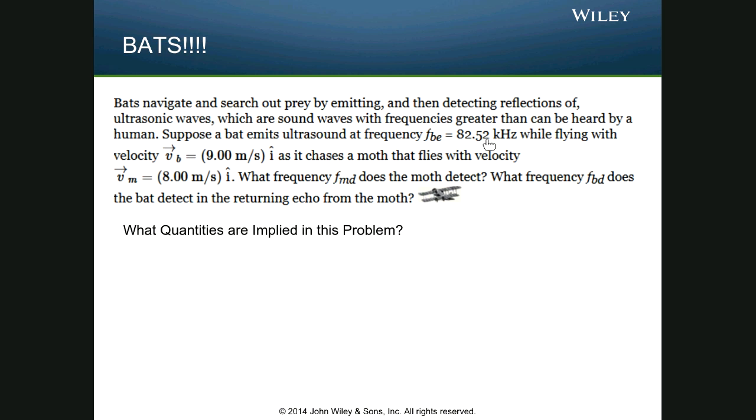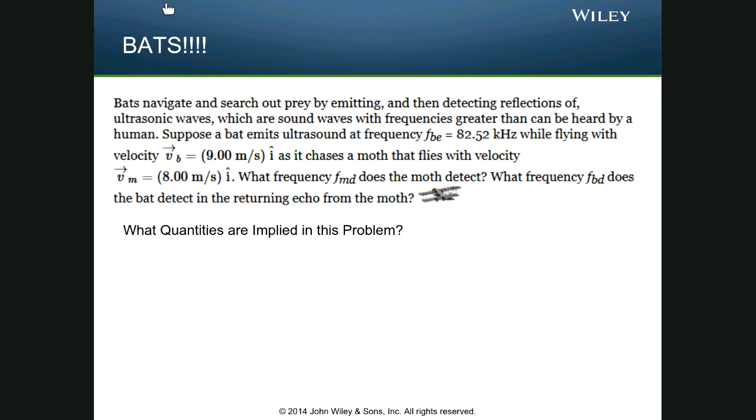So suppose a bat emits ultrasound frequency at 82.52 kilohertz, which you can verify is past the human range of hearing, while flying with a velocity of 9 meters per second in some x direction. It's chasing a moth that flies with a velocity of 8 meters per second. So what frequency does the moth detect, and what frequency does the bat detect returning echo from the moth? So this is sort of a two-part problem. And we also have to ask ourselves what's implied with the problem.